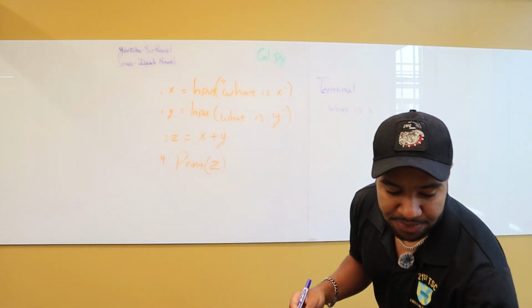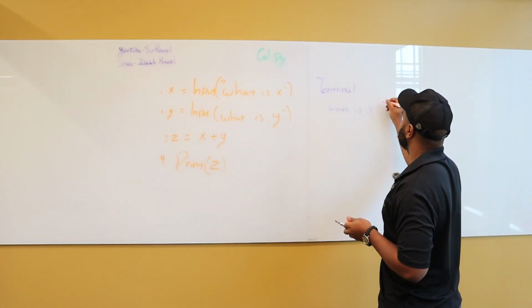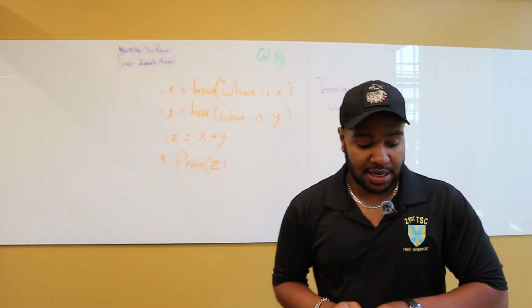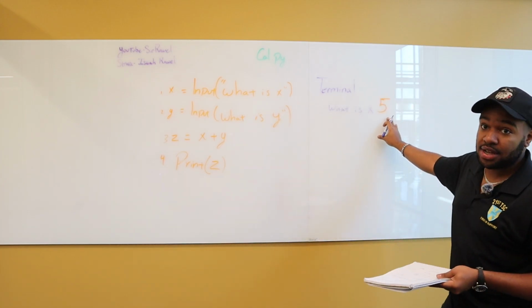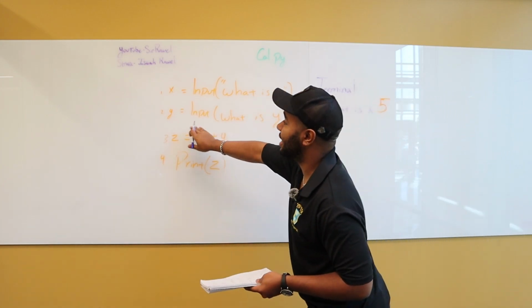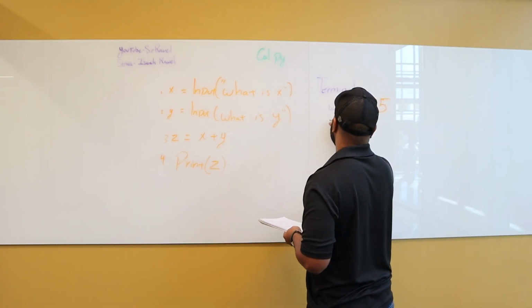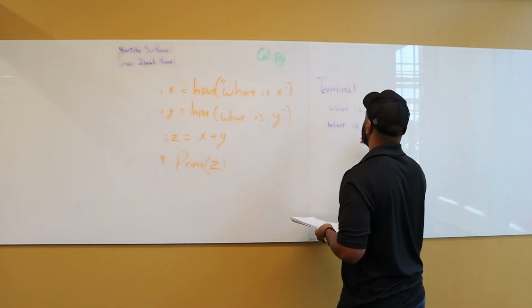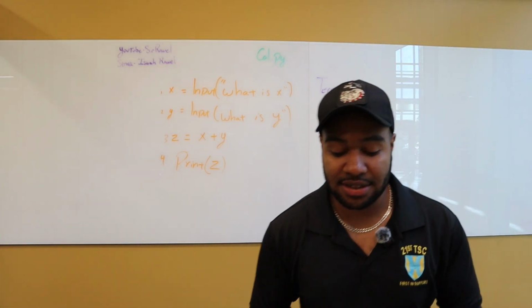X is, oh no, 5. Because I like 5 Guys. Actually, it's really expensive. And then after I put in this and hit enter, it'll go back to the second line. The second line of code is Y. What is Y? Because what is Y is requested of me, I need to give some sort of input back into it.